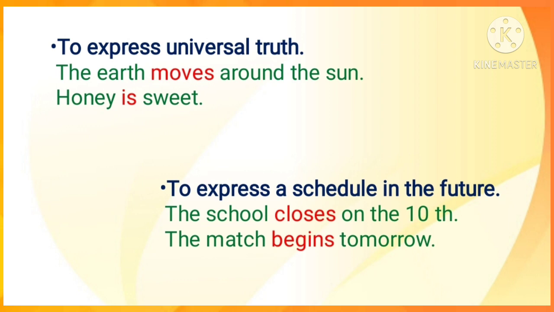Next usage is to express a schedule in the future. The school closes on the 10th. The match begins tomorrow. Here the verbs closes and begins are used to express a schedule in the future. So we now know that simple present tense is used to express what is actually taking place now. It is used to express habits and regular actions. Then it is used to express universal truths. And then it is used to express a schedule in the future.